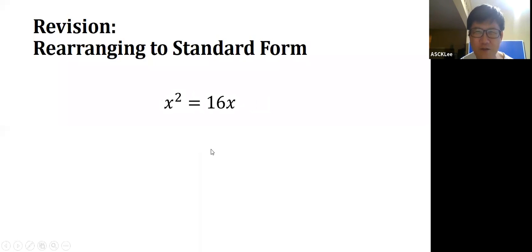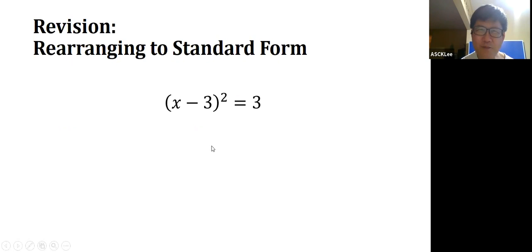Let's go to another question, rearrange to standard form again. Again, it's very simple. Bring the 16x over and you have the standard form here. Very, very simple. Again, it's neat, it's nice, it's orderly, and it's equal to 0.